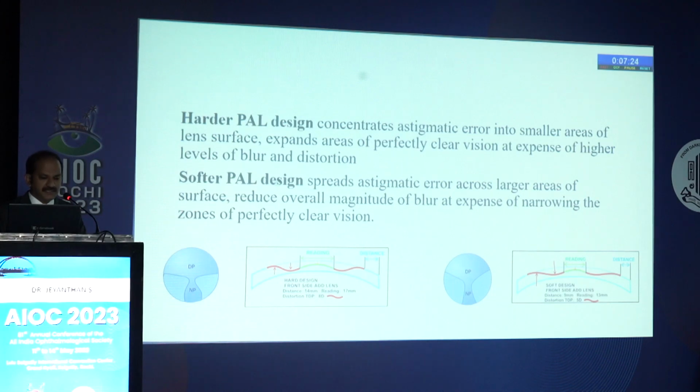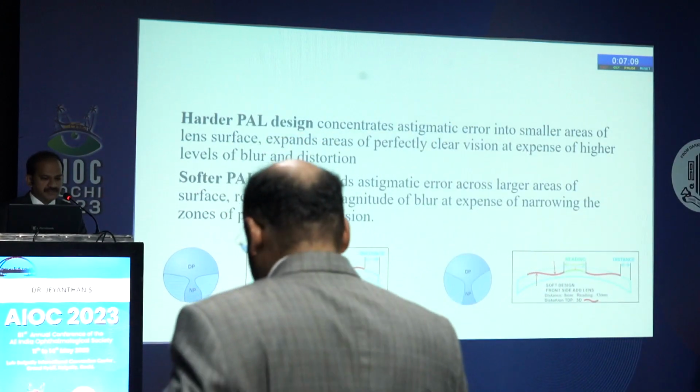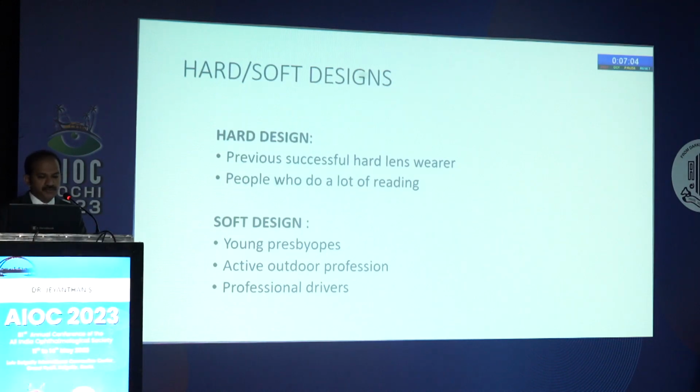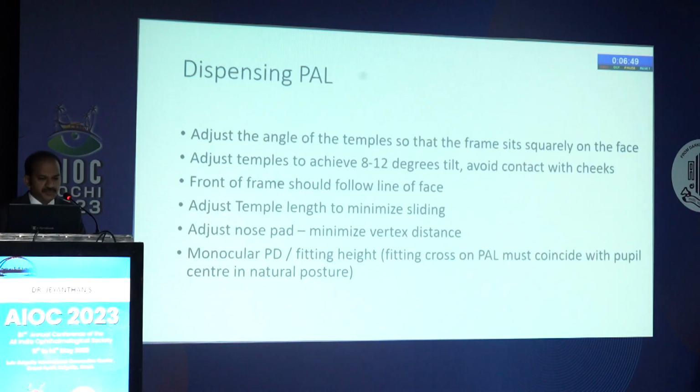So basically, the central reading part will be larger and the distortions will also be larger. In a softer design, the reading part will be smaller, but the peripheral will also be blended, so the overall magnitude of blur is reduced in these softer designs. The harder design is preferred if the patient is already previously using a hard lens and who does a lot of reading. When you're sitting and reading, it helps a lot because you can't move around, as the blur is going to be larger in the harder design. For a young presbyope, active outdoor profession and professional drivers, the soft design is preferred.